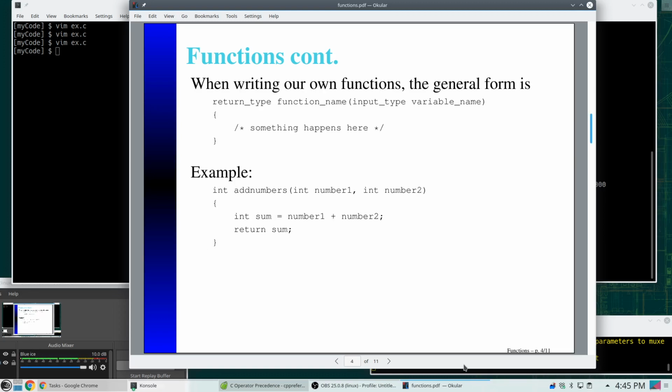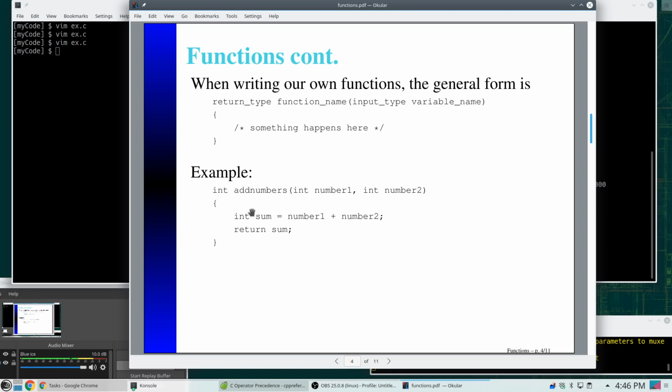So how do we write functions? Well, functions will have this form. They have a return type representing the type of the value that's being returned. Then you have the name of the function. And then if you're passing values to that function, you need some way of referring to those values. And those also need data types.